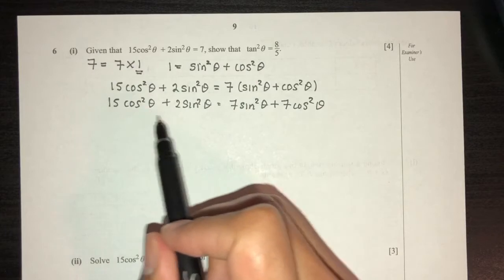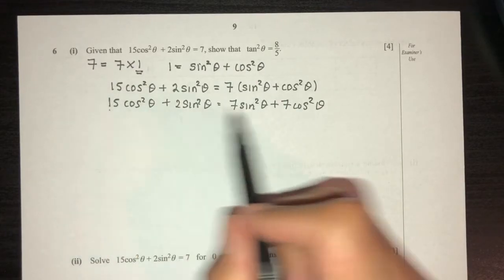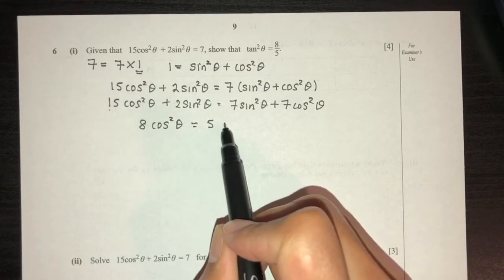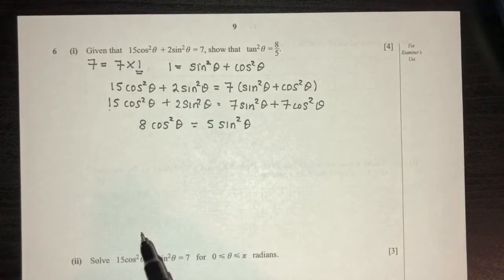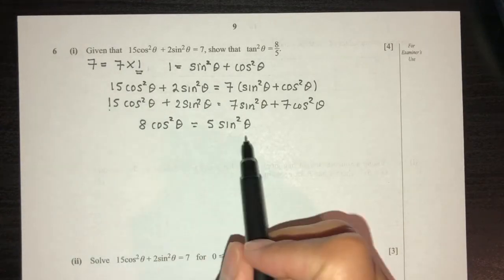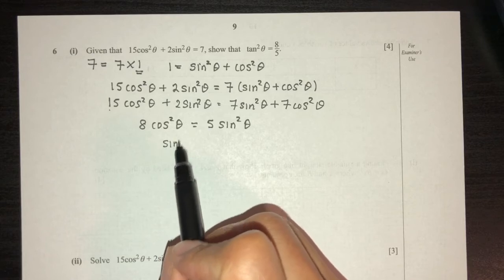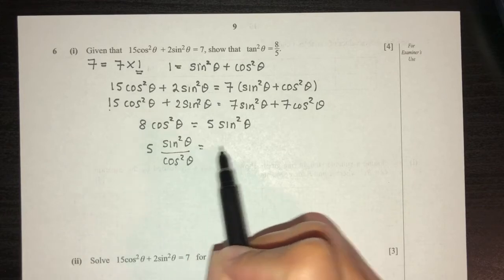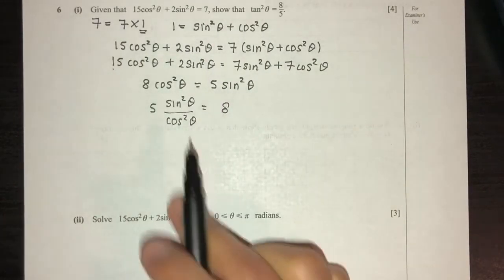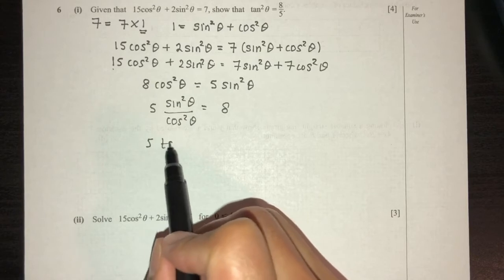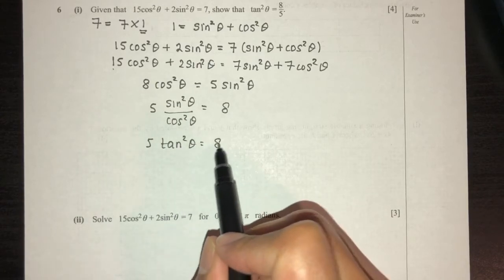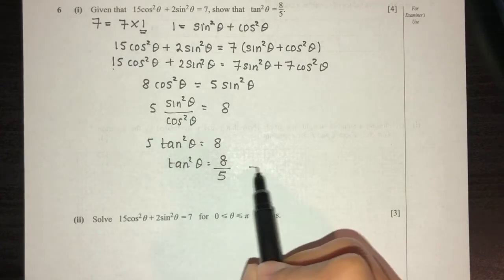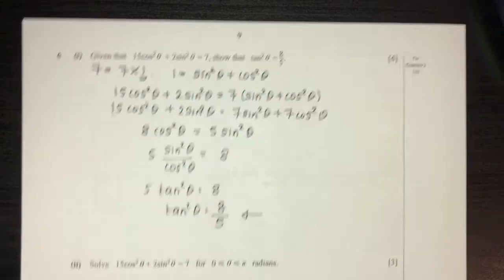Now we can simplify. We send cos to one side and sin to one side. You will have 15 minus 7, that will be 8 cos square theta is equal to 5 sin square theta. Now we have to divide, we have to send cos over here. You will have sin square theta divided by cos square theta, we have 5 here, it is equal to 8. Now sin square theta divided by cos square theta is equal to tan square theta. So tan square theta is equal to 8 over 5. This is shown as required right here.